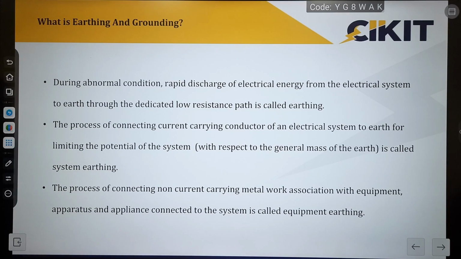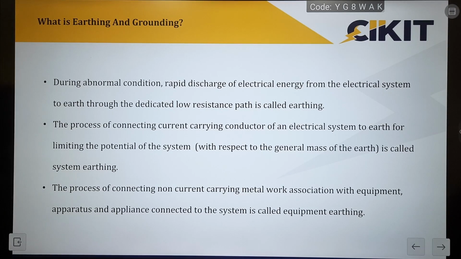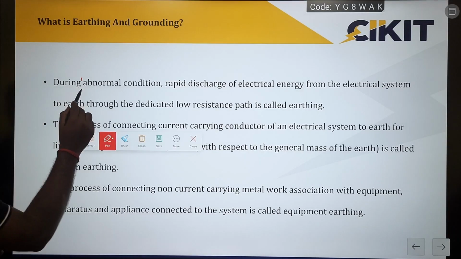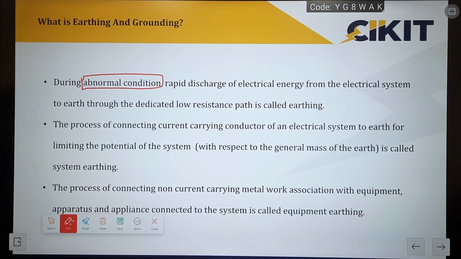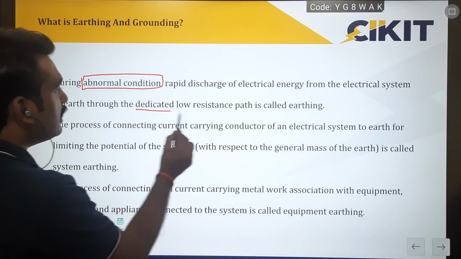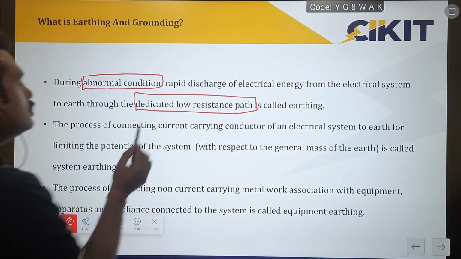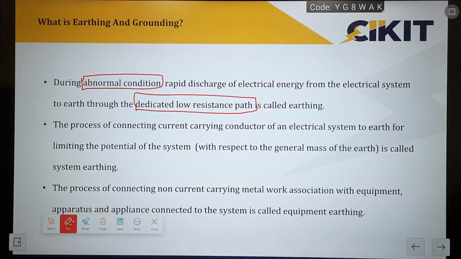So what is earthing? As I mentioned, during abnormal conditions, not in normal conditions, discharging this abnormal fault current to the ground by providing a dedicated low resistance path. This is called earthing. So we are providing a dedicated low resistance path for the fault current to discharge to the ground.